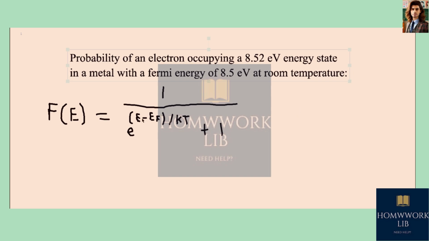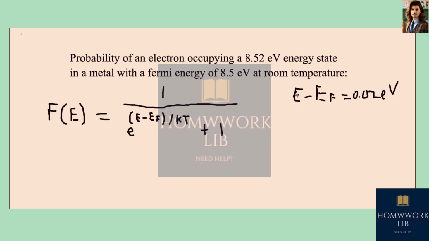So the first thing we should calculate is the difference in the energy of the state we're interested in, which is 8.52 electron volts, and the Fermi energy, which we are given as 8.5 electron volts. So this quantity, E minus EF, is 0.02 electron volts.